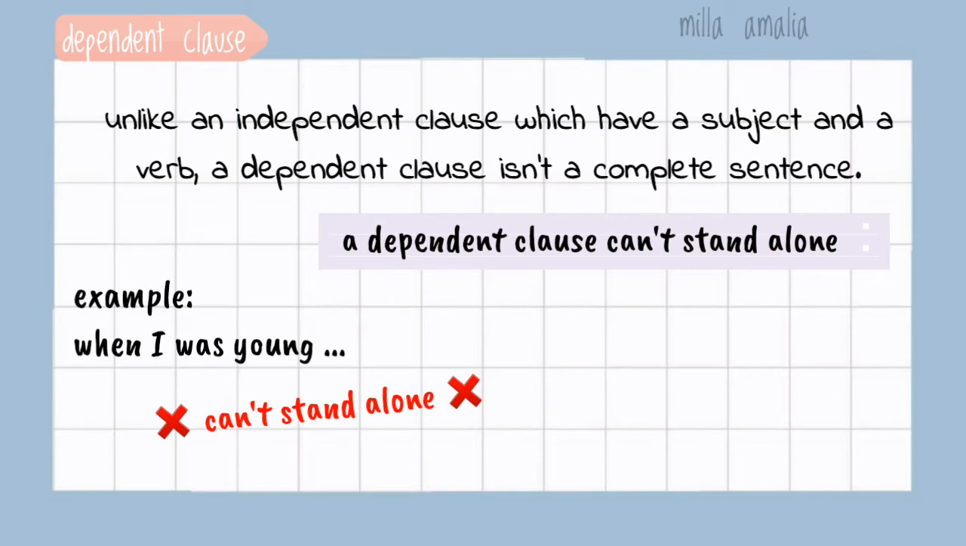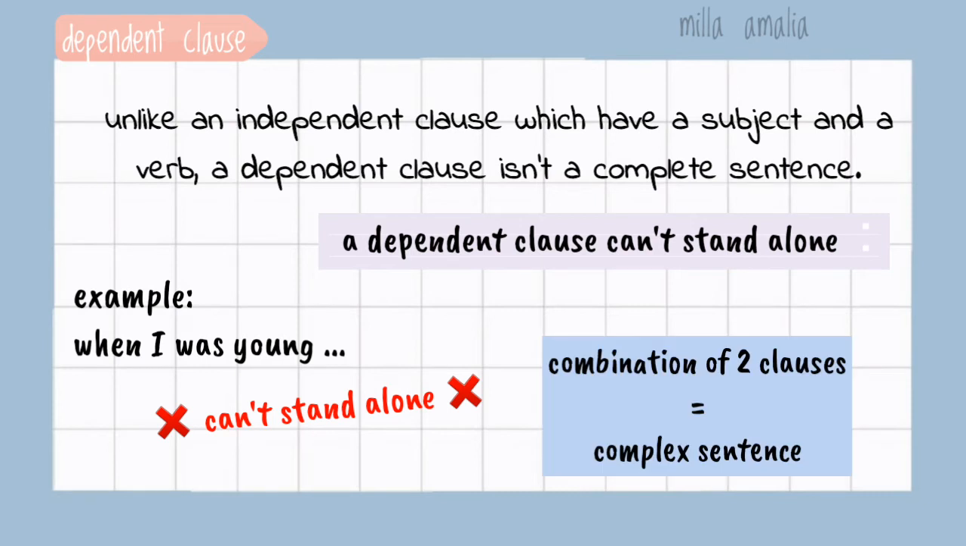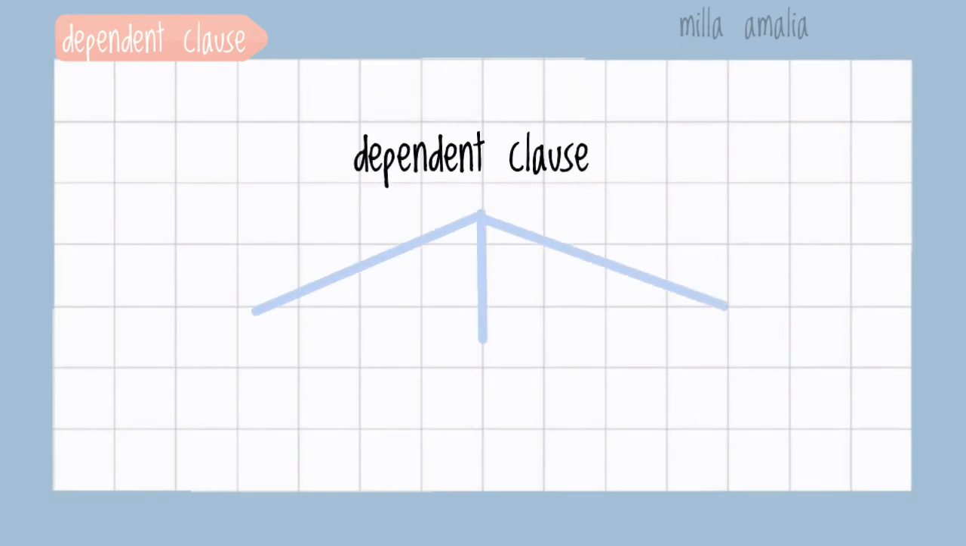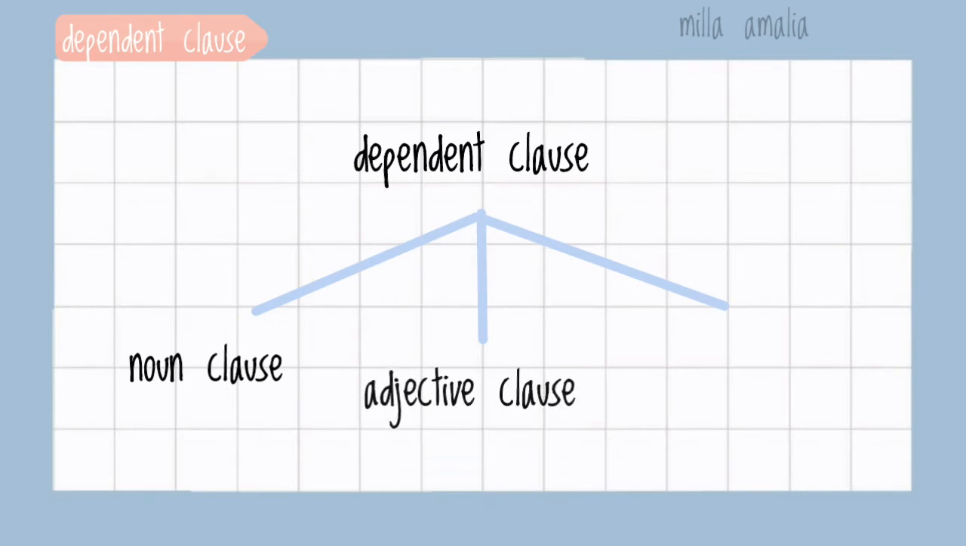A dependent clause is always accompanied by an independent clause in order to function properly. The combination of the two clauses is called a complex sentence. There are three types of dependent clause: noun clause, adjective clause, and adverb clause.